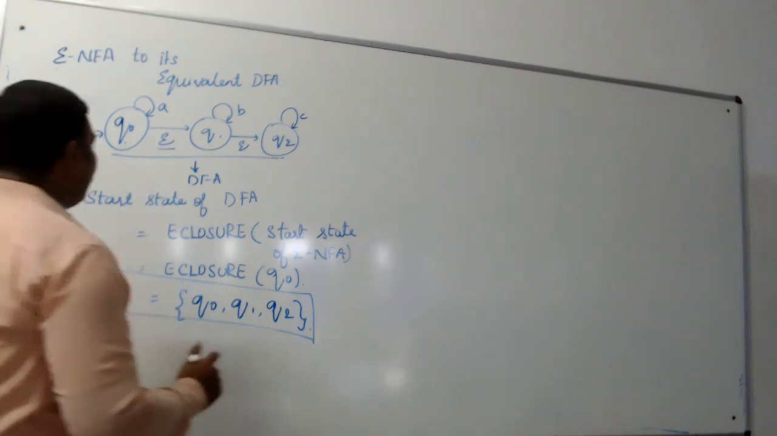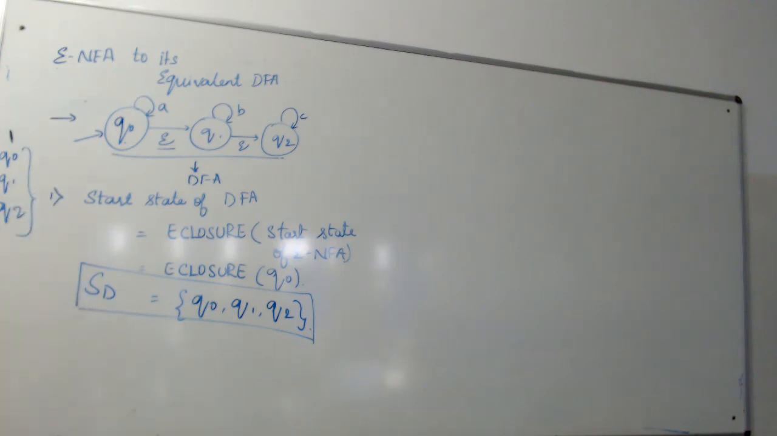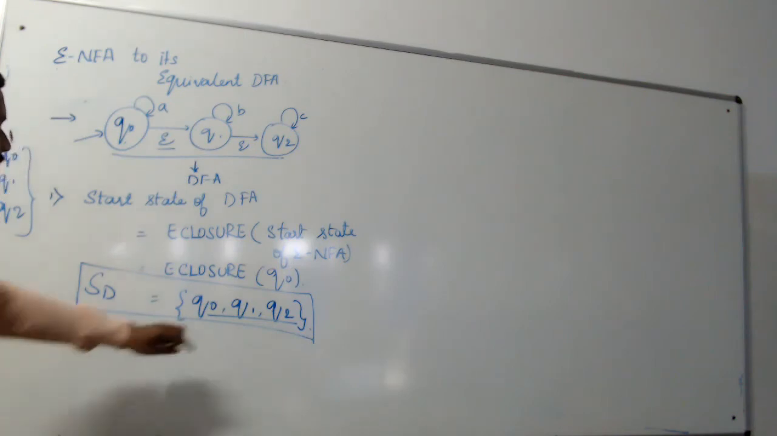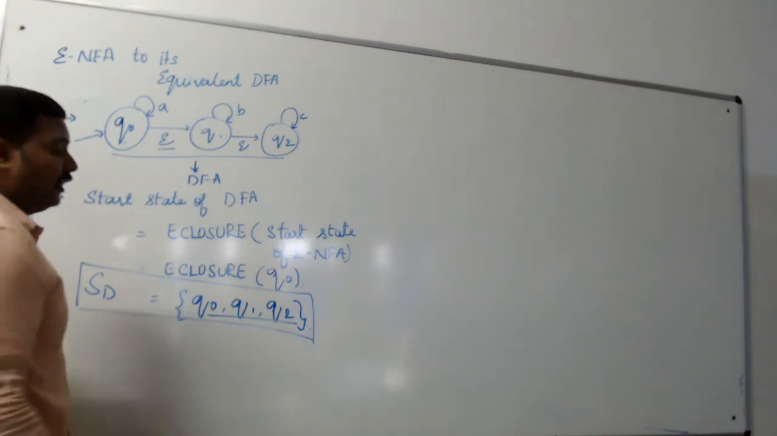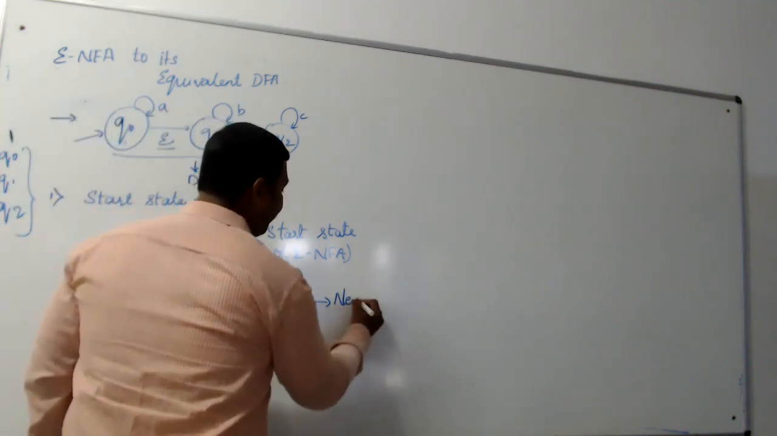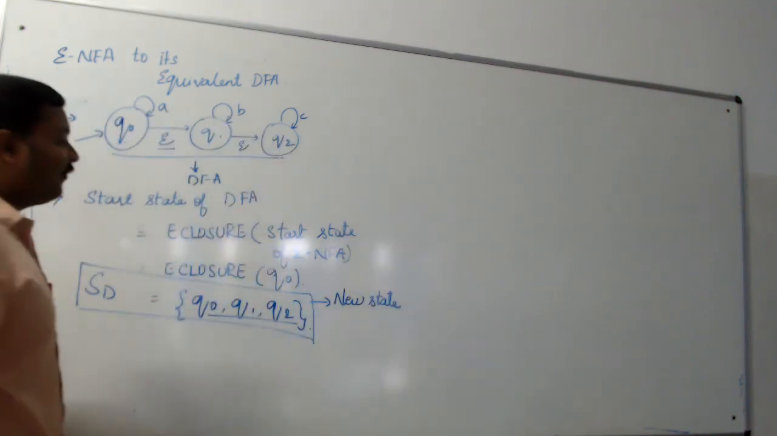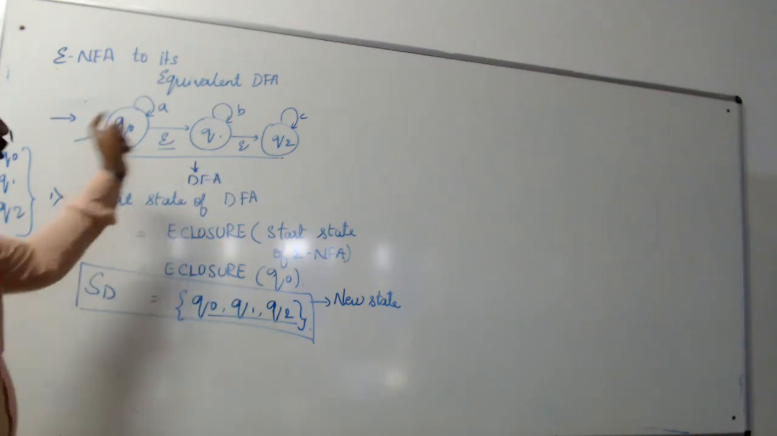And in the epsilon NFA, you got Q0, Q1 and Q2. These are the only three states I am having. Here I got my new state. This is a new state identified for your equivalent DFA. I consider it as a new state. Since I found a new state, I am going to move on to the transitions for all the alphabets upon this particular state.